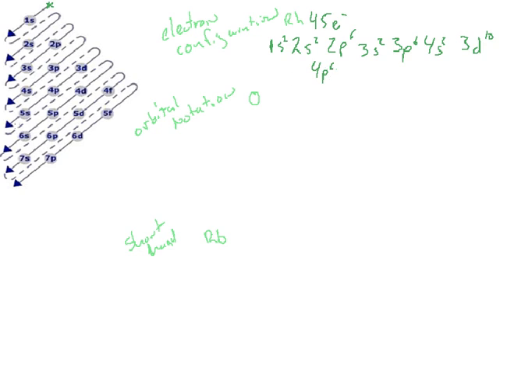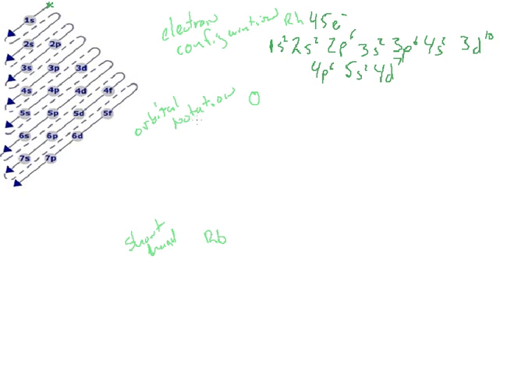We just have 9 more to go. After 4p, we go to 5s. We can fit 2 in there. After 5s, we go to 4d. And that's going to get us to, let's see, 38. We need 45. So 38 to 45, that's what? 7. So we're going to have 7 electrons in our 4d sublevel.